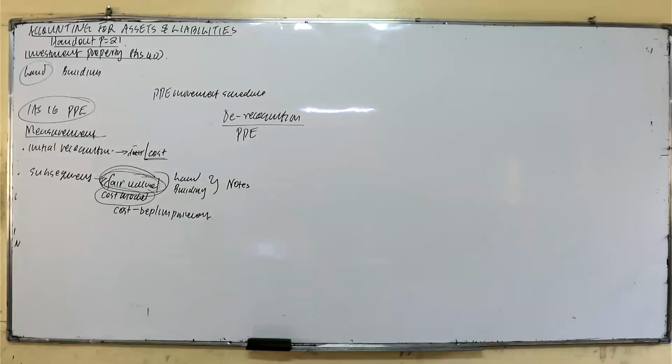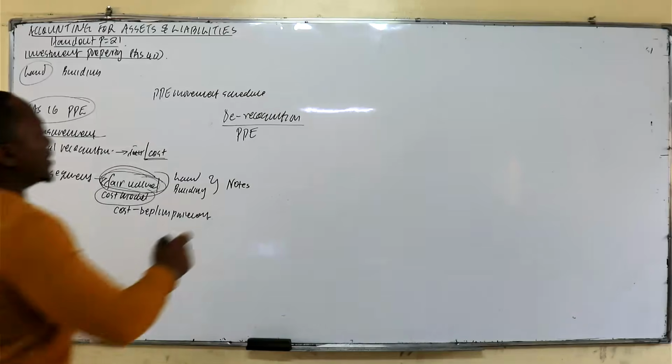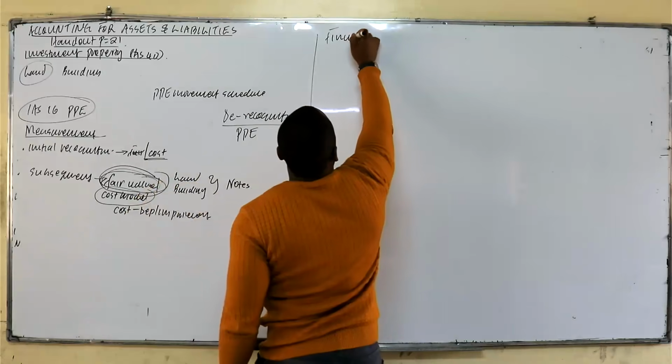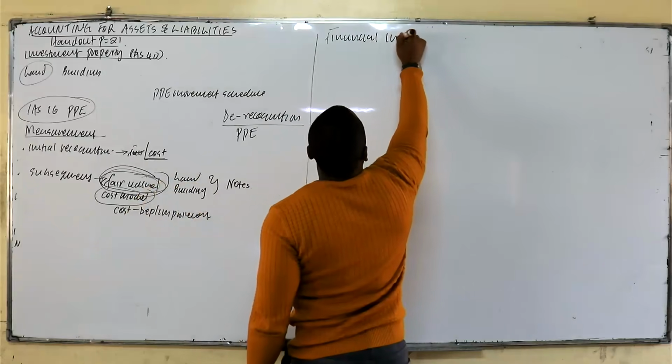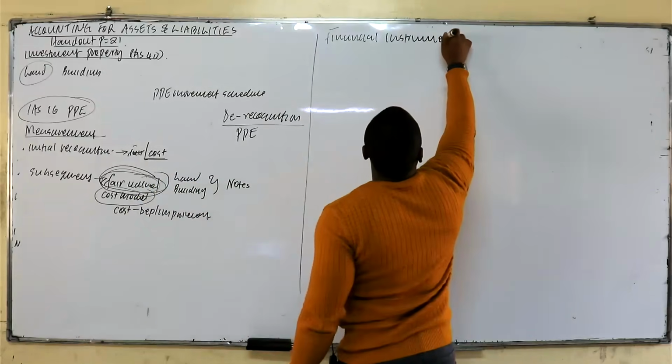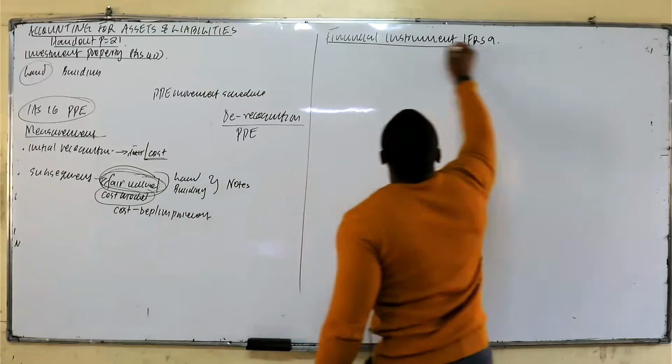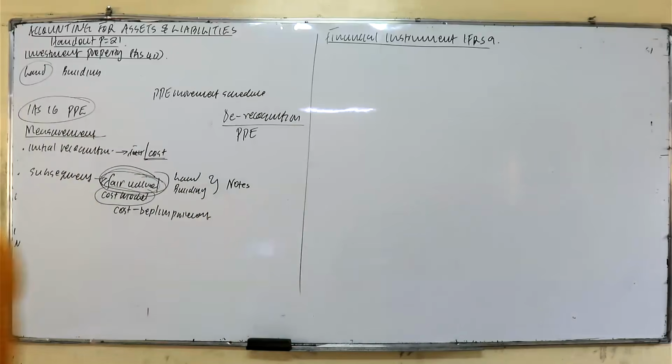Good. Then we have financial instruments. Have you discussed financial instruments? What's a financial instrument? That's under IFRS 9. So you can discuss that for one minute. Give me a minute.